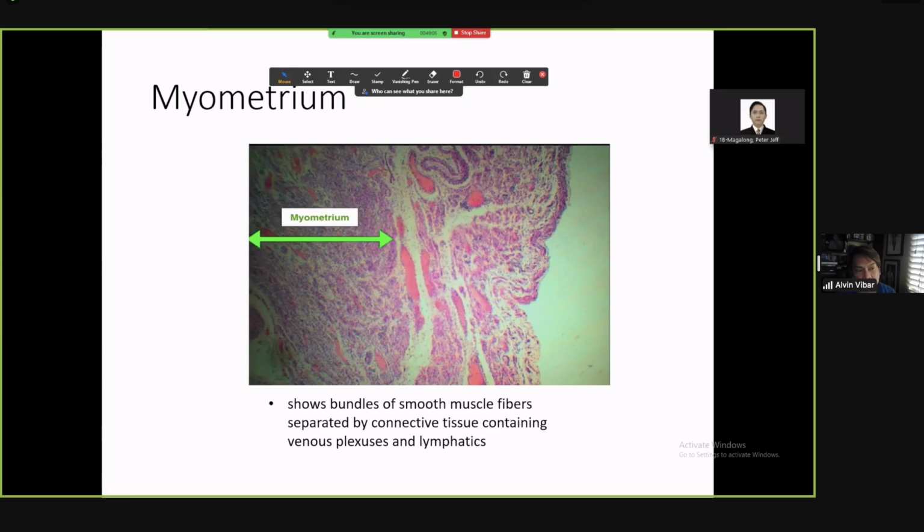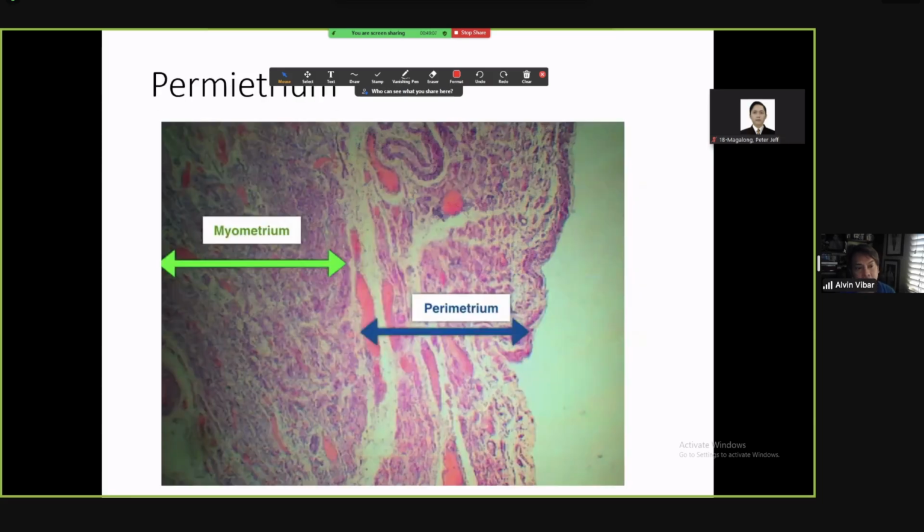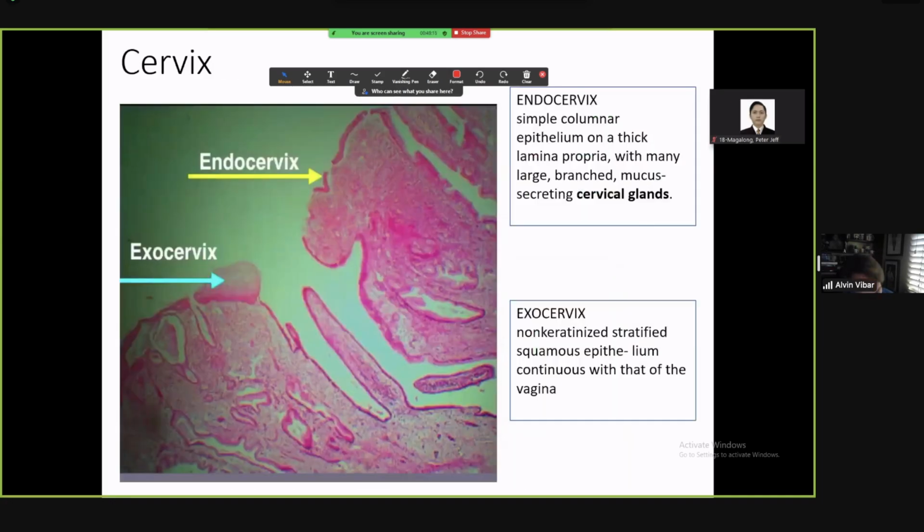If we're going to focus on the perimetrium or the serosa, we have to show you a scanner view para malaman yung uterus. Okay? On the lower part of the uterus, the organ is the cervix, which is made up of two parts: endo to the inside and exo to the outside, to continue with the vagina. Okay? It's very easy to identify and differentiate the two.